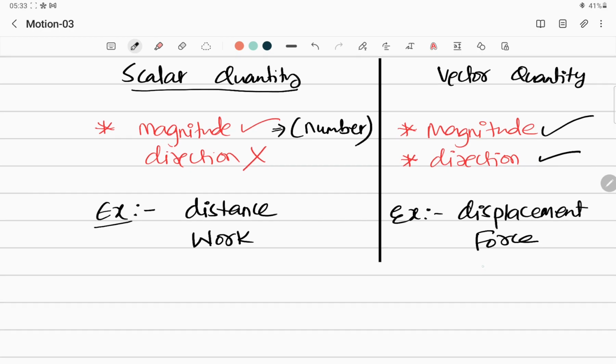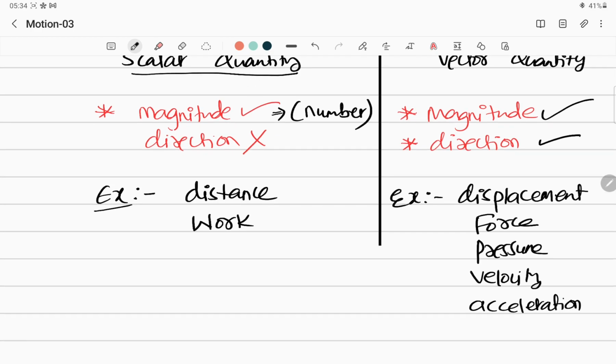Like that, you have so many other things. For example, pressure is a vector quantity. All right, velocity is a vector quantity, and then we have acceleration, this is also a vector quantity. Now if you come to scalar quantities: distance, work, speed, length, area, all these are scalar quantities.